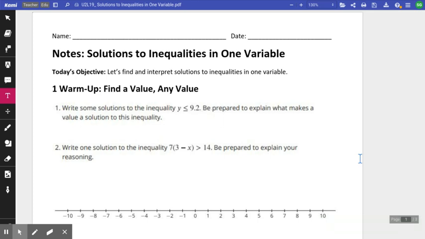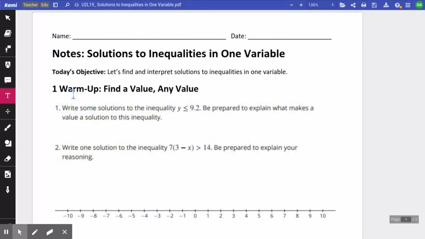Hi, algebra students. This lesson is going to be on solutions to inequalities in one variable. This lesson, we are going to look at how we can find and interpret solutions to inequalities in one variable.